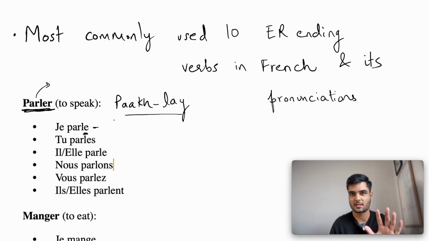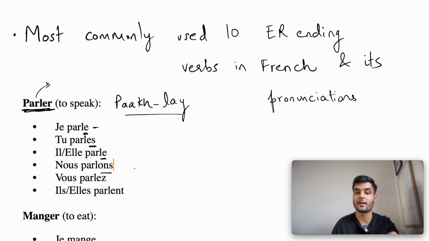That's one of the biggest mistakes that I see in students when they're trying to learn the language. They pronounce the final E, and this shouldn't happen. So this is je parle. Same thing with tu parles. Il, elle, on will also be parle. Not parler, parle.